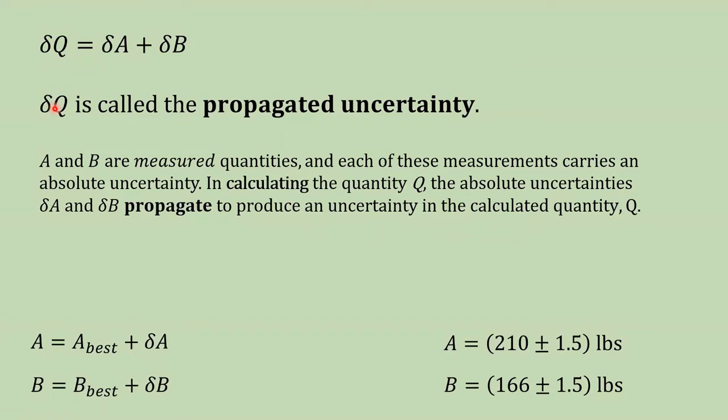Look up the definition of the word propagate. Maybe that'll make more sense to you. But both of those measurements contribute to the uncertainty in the final quantity. We call that uncertainty the propagated uncertainty or propagated error. You could use either term.